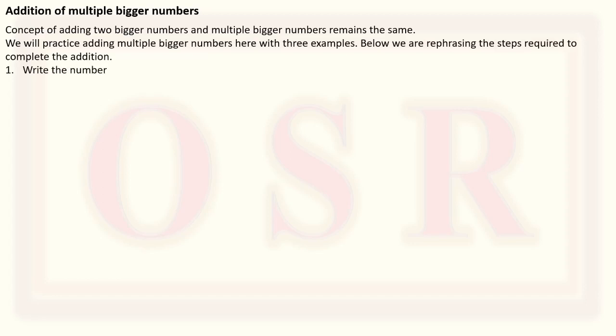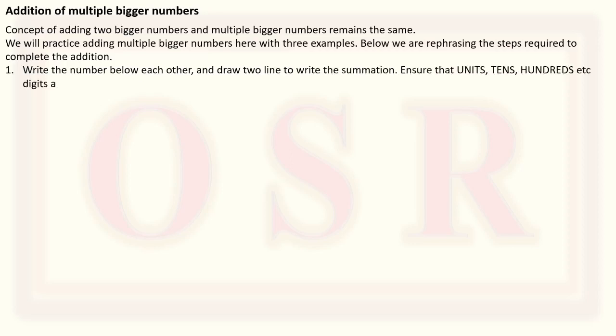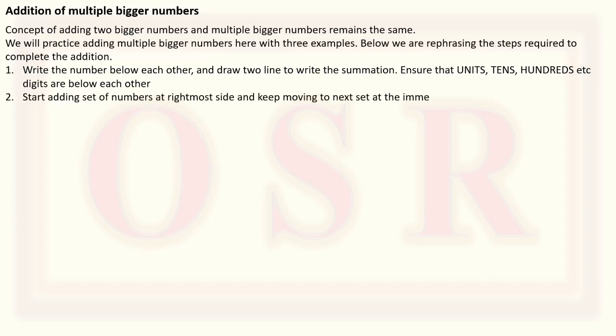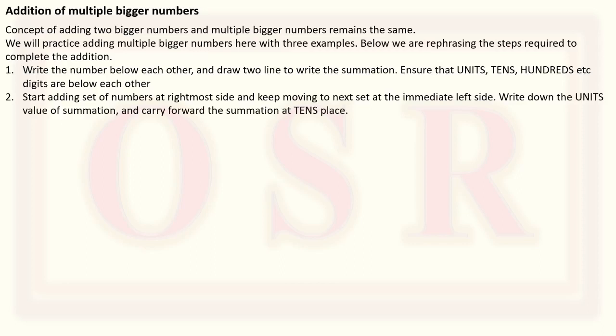First, write the numbers below each other and draw two lines to write the summation. Ensure that units, tens, hundreds, etc. digits are below each other. Second, start adding the set of numbers at the rightmost side and keep moving to the next set at the immediate left side. Write down the units value of the summation and carry forward the summation at the tens place. Repeat the above procedure to get the full summation.